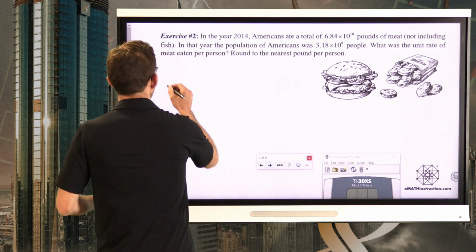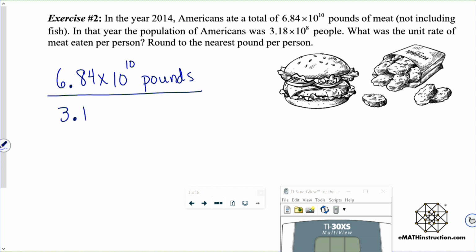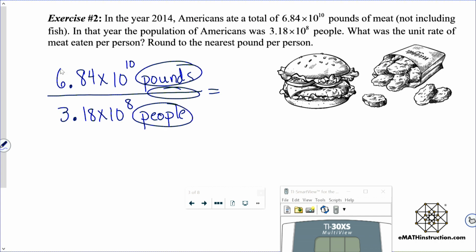So what do I do? Well, I take 6.84 times 10 to the 10th pounds. That's how much meat is eaten. That is a huge amount of meat. Divided by 3.18 times 10 to the 8th people. And that's a lot of people. All right, and that's going to give me the pounds per person, right?